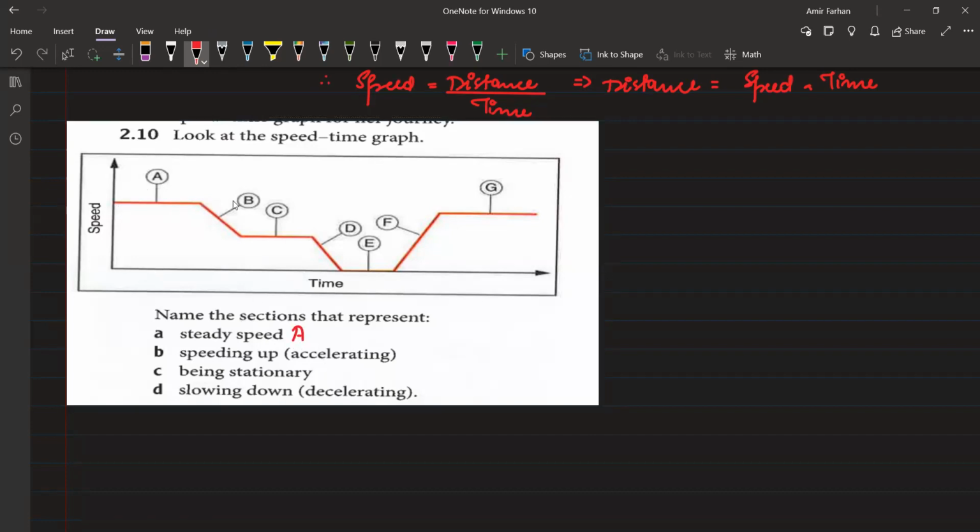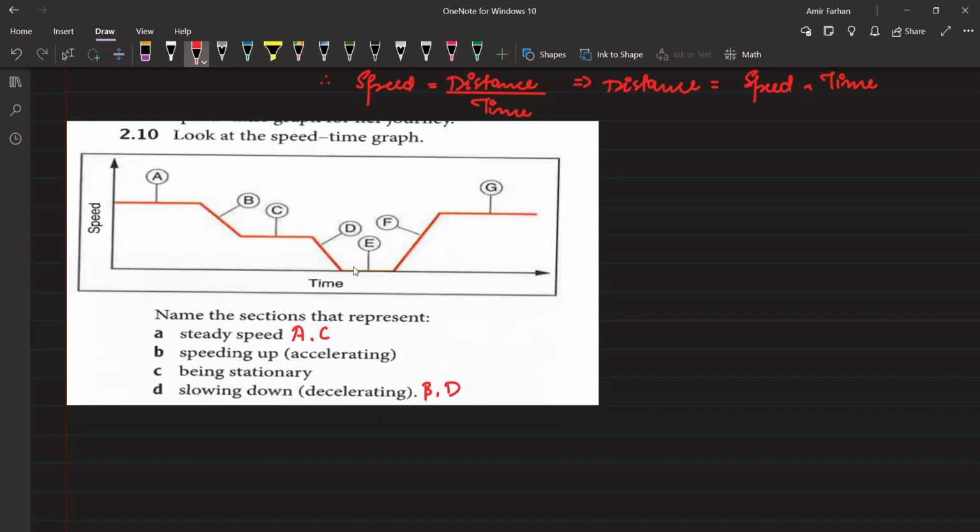And the B part, which part is this? Slowing down. Obviously, you can see the graph is going in the downwards direction, so that will be slowing down. Okay. C is also steady speed. D is again slowing down.